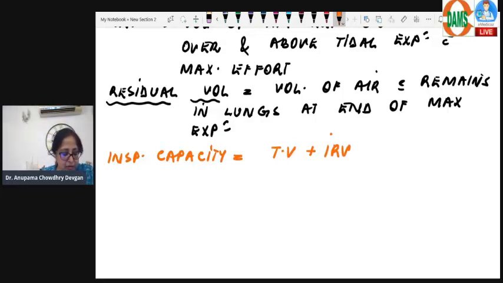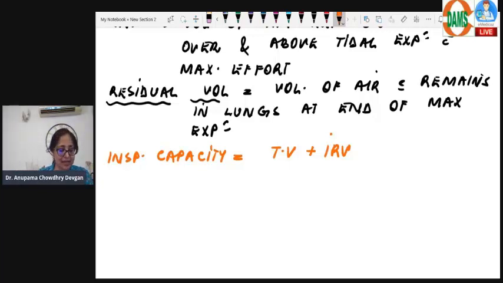Inspiratory capacity. Pay attention to the definitions. What is residual volume? Volume of air which remains in the lungs after a forceful expiration. Supposing I do a forceful expiration, at the end of forceful expiration is residual volume.